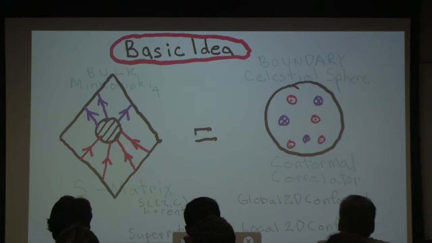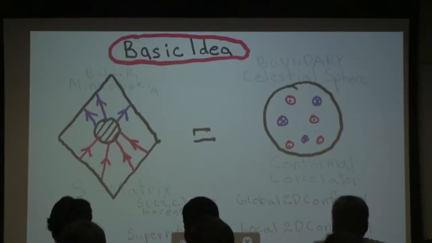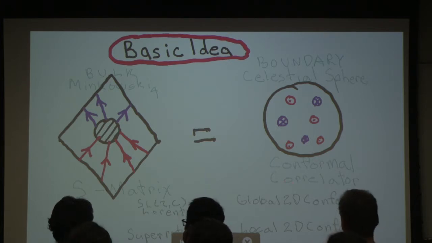And since the S matrix is Lorentz invariant, which is SL2C, the SL2C Lorentz group acts on the celestial sphere at infinity like the global 2D conformal group. And so this object on the right bears some resemblance to the correlator in a two-dimensional conformal field theory.